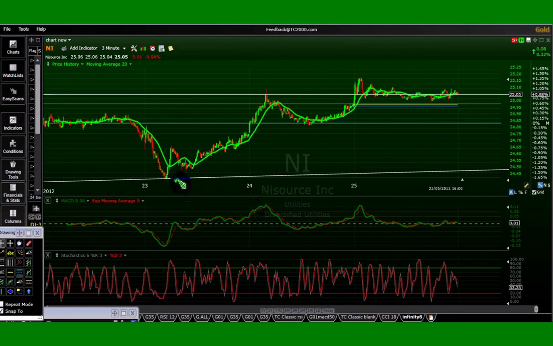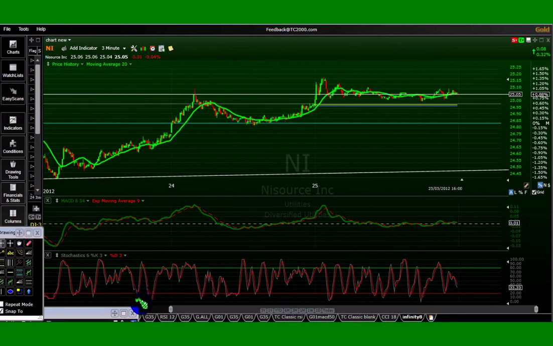So for instance, if I take a signal here, my stochastic is oversold here. If I put a line there, my stochastic consistently is oversold. You can see where my vertical line, this one here, is oversold. My MACD was rising a bit here. The price here, you can see, went perfectly up to this level.